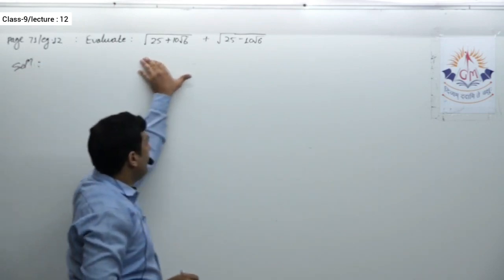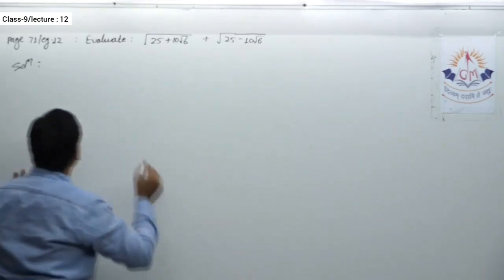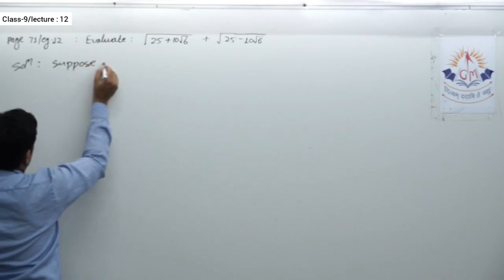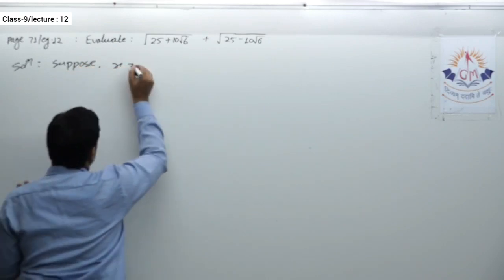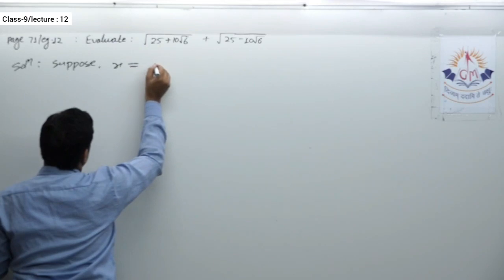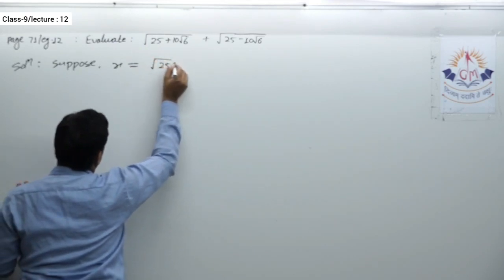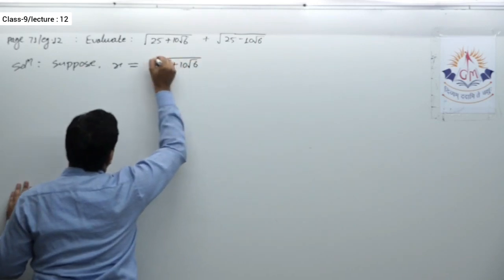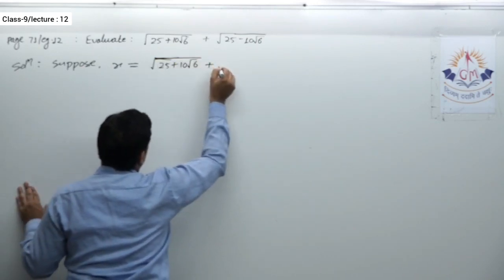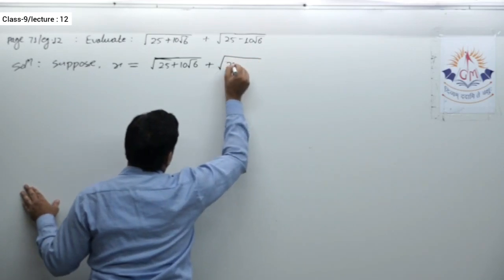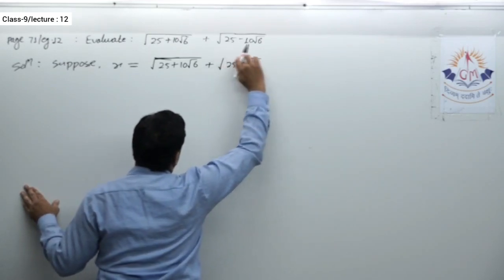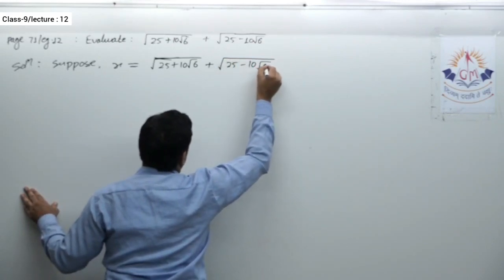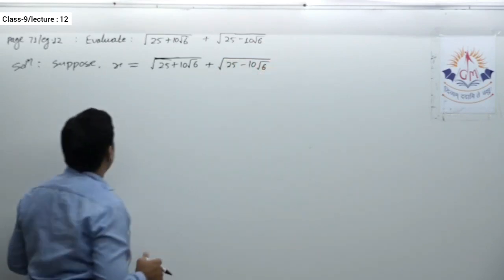Suppose, for a while, I consider this equal to x. So suppose x is equal to root of 25 plus 10 root 6, plus root of 25 minus 10 root 6. We have to find the value of this expression.